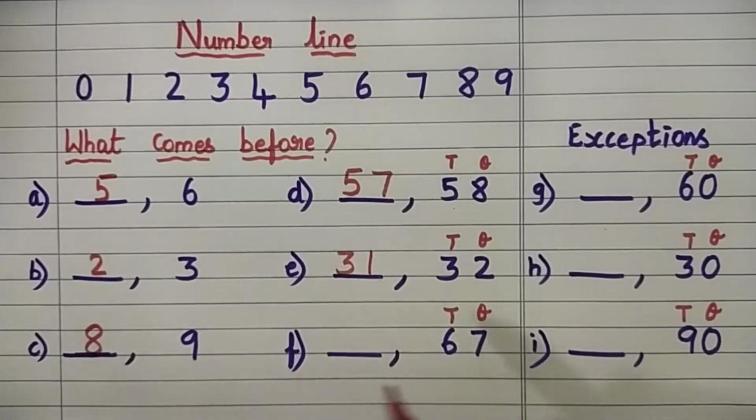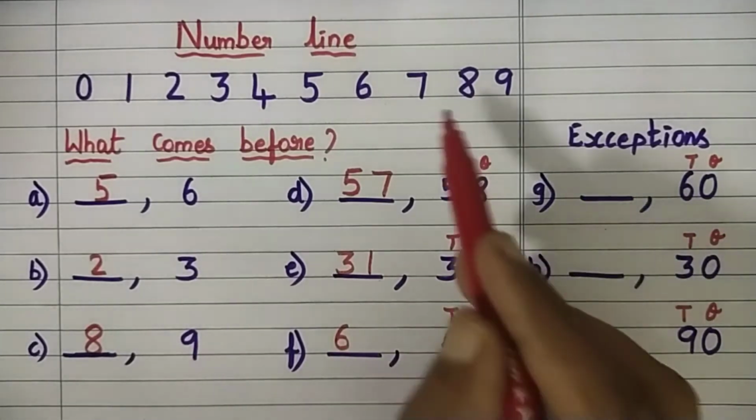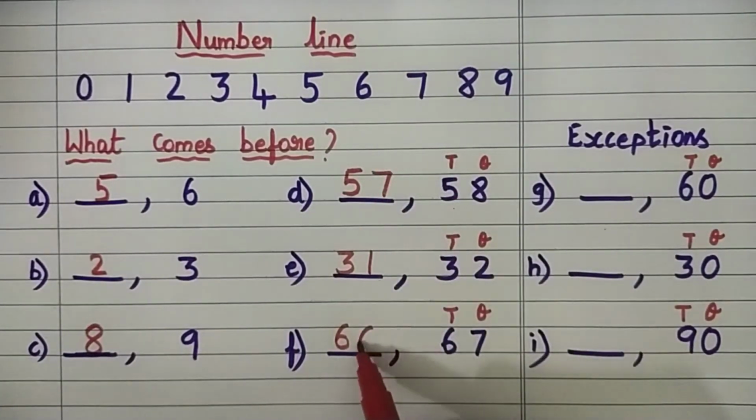2-digit number means what do we need to do, children? You have to write the tens place as it is. Same. And what comes before 7? See the number line and tell what comes before 7. It's 6. So write 6.